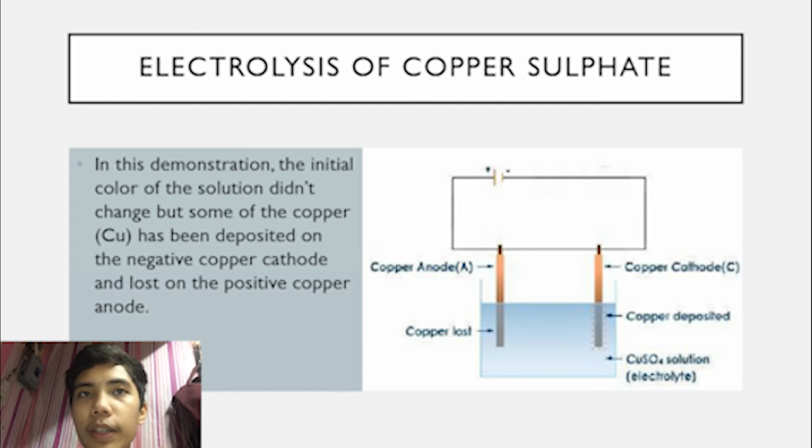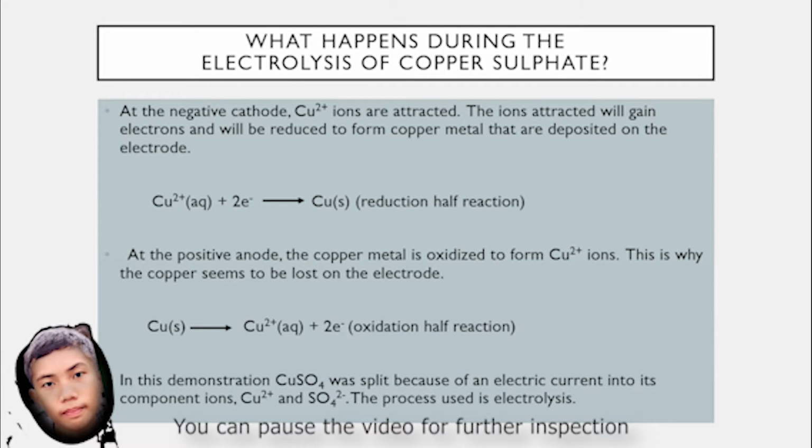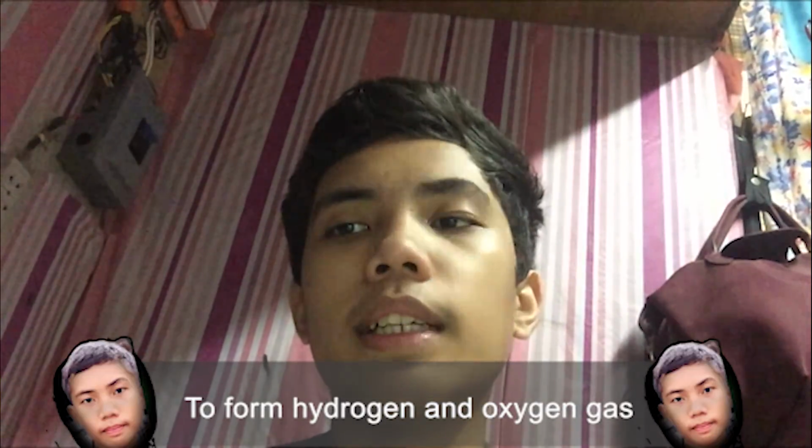Electrolysis of copper sulfate. On the demonstration, the initial color of the solution didn't change, but some of the copper has been deposited on the negative copper cathode and lost on the positive copper anode. Electrolysis of water. Water can also undergo electrolysis to form hydrogen and oxygen gas.